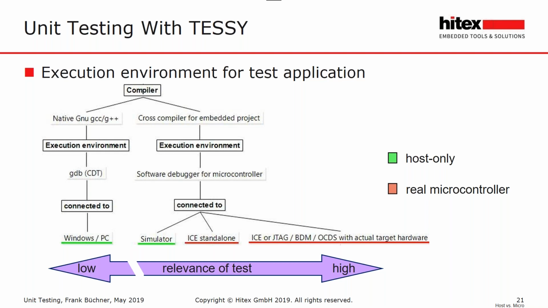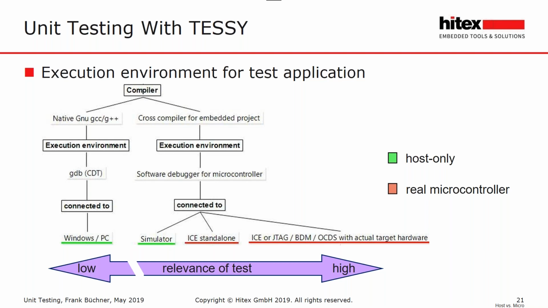That raises the problem that you need an execution environment which is able to execute a binary for a certain microcontroller. Tessie usually uses a software debugger of your development environment as execution environment, and this software debugger can act as an instruction set simulator, for instance, which is depicted here on the left-hand side, underlined in green, or it can act as an interface to, let's say, a JTAG debugger or BDM debugger, and the tests then are run on the actual target hardware.